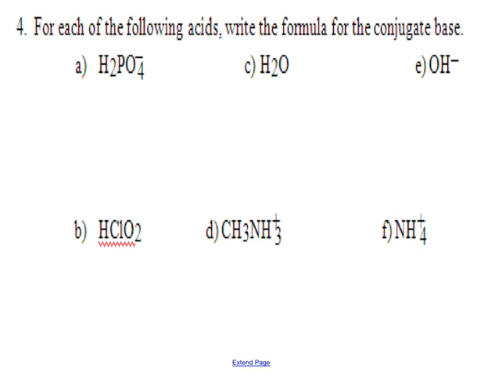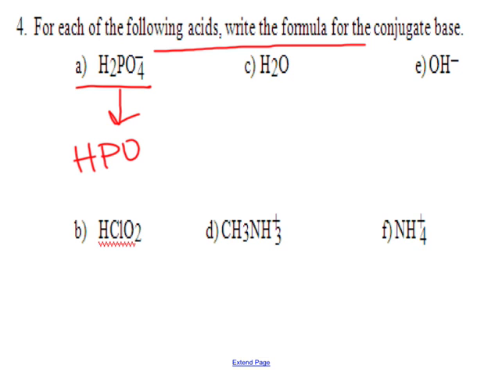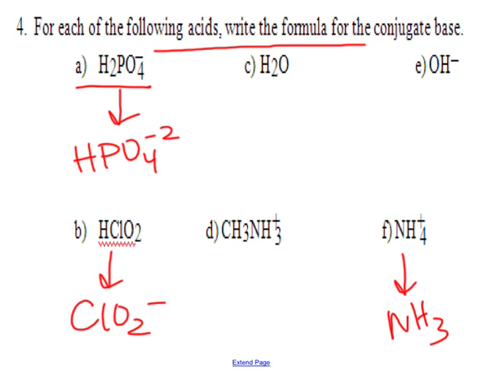For each of the following acids, write the formula for the conjugate base. Don't freak out. What do acids do? Donate a proton. So for this to be an acid, it has to donate a proton. When it donates a proton, what does it make? We're only writing the formula of the conjugate. H, PO4 minus 2. When this donates, what does it make? ClO2 minus. When this donates, what does it make? NH3. Good.